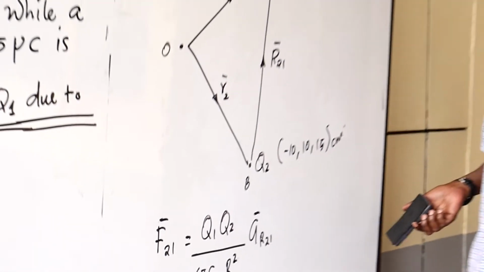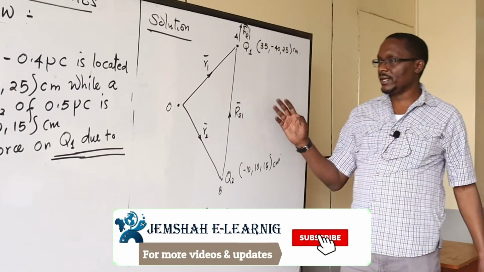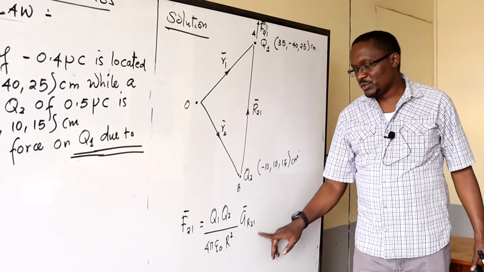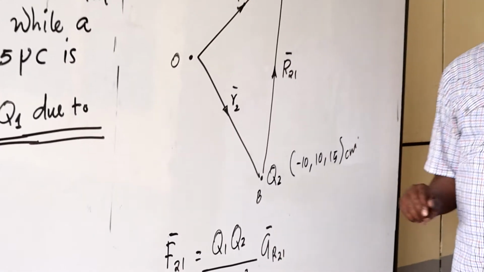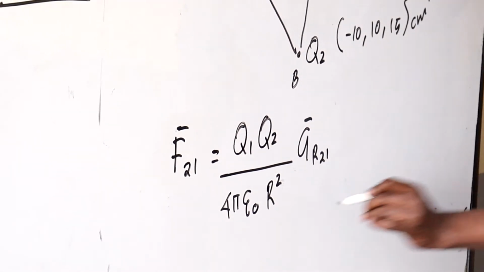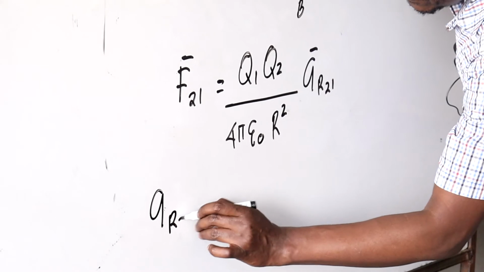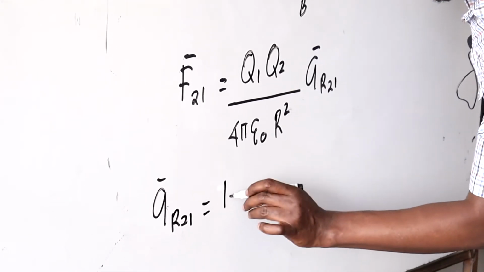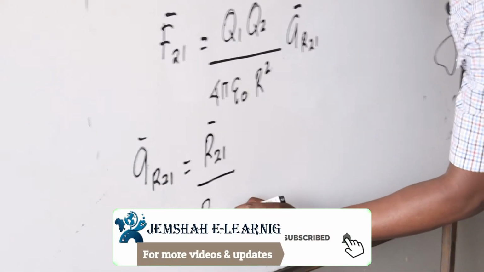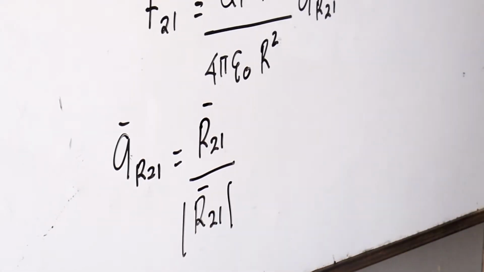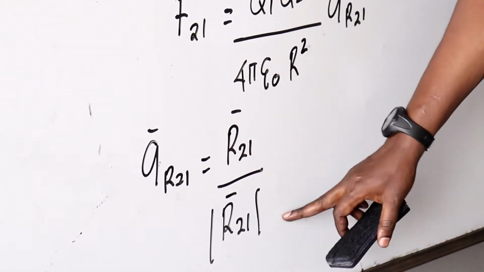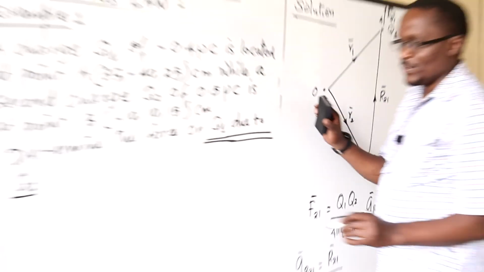Now again, very important to note, when you have a situation like this where you are supposed to get the force, normally we try first to solve for the unit vector. Remember what we said about our unit vector. Then we can say that a R21 bar is the same as R21 bar over the magnitude of R21 bar. That is my unit vector being represented. So let us try to compute these two terms.